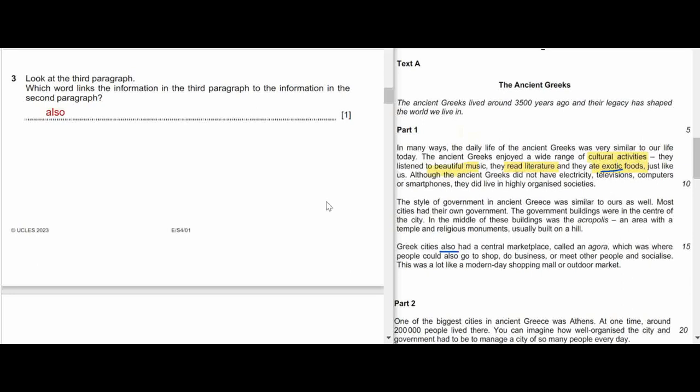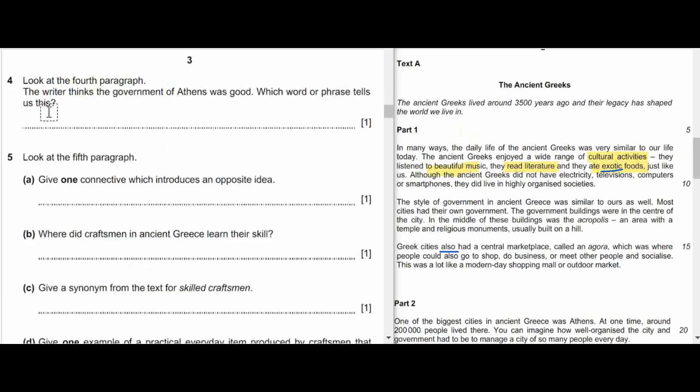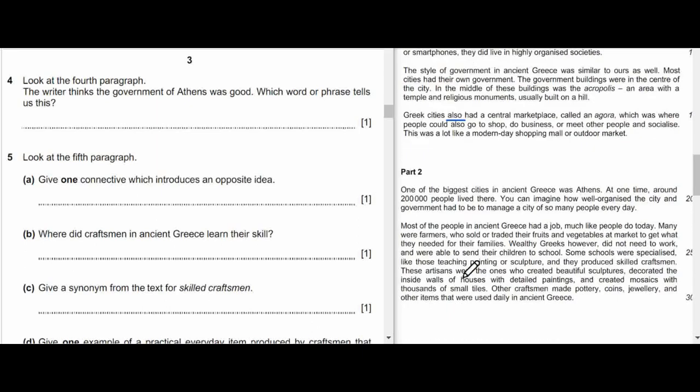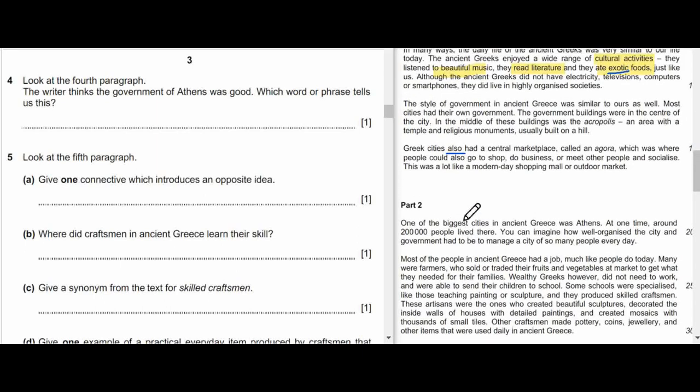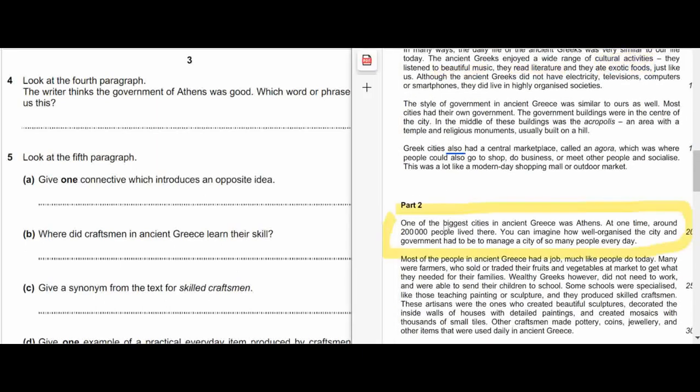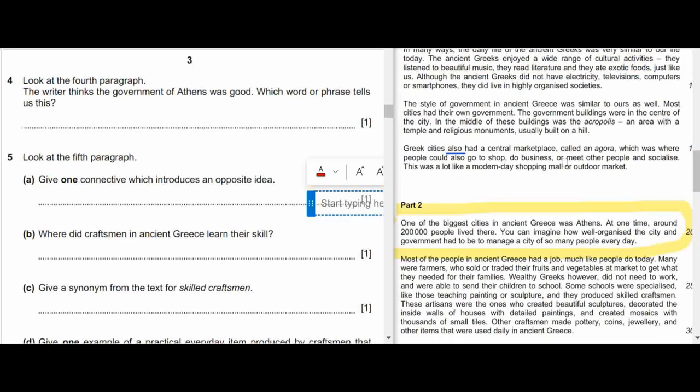Alright, let's move on. Now we are on page 3, question 4. Look at the fourth paragraph. The writer thinks the governor of Athens was good. Which word or phrase tells us this? The fourth paragraph has been circled in yellow. Find the answer from here. You're given 10 seconds.